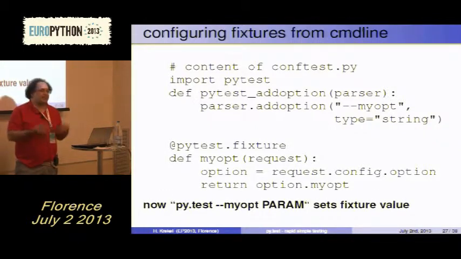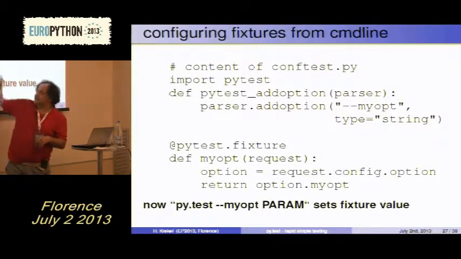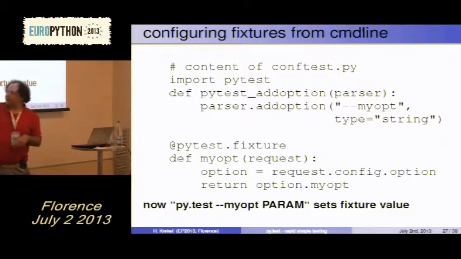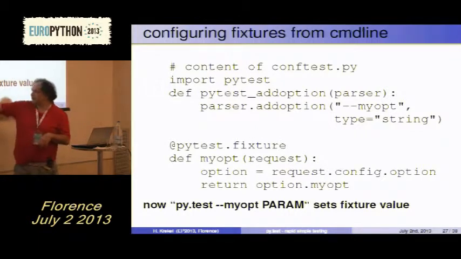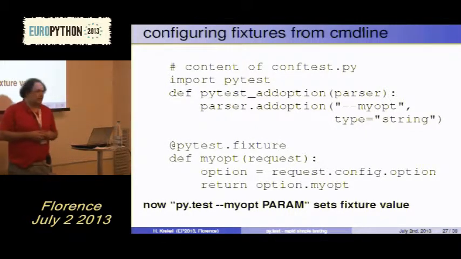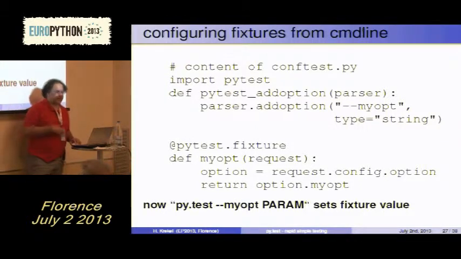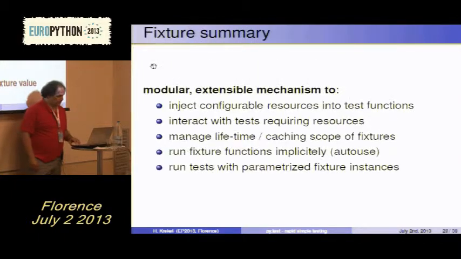Usually you just do something with the option value. Here it just returns it. And that means that you now have the myopt option here and can just pass some parameter, and that will configure your fixture for that particular test run. Of course, you can also read things from an ini file or whatever.